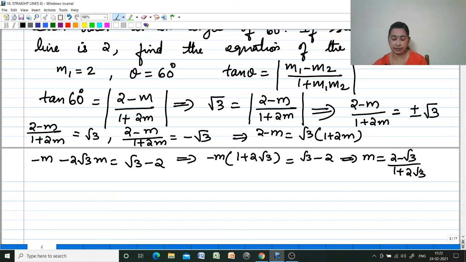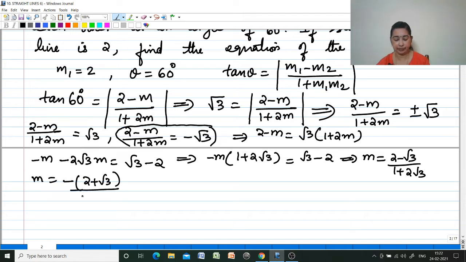So, using this we can find one equation. Same way, the second value of m, from this equation also we can find what the value of m is. So, there we will get m is equal to minus of (2 plus root 3) divided by (2 root 3 minus 1). Now, we have to find the equation. In the first case, we can find the equation using this m. Two equations we will get.